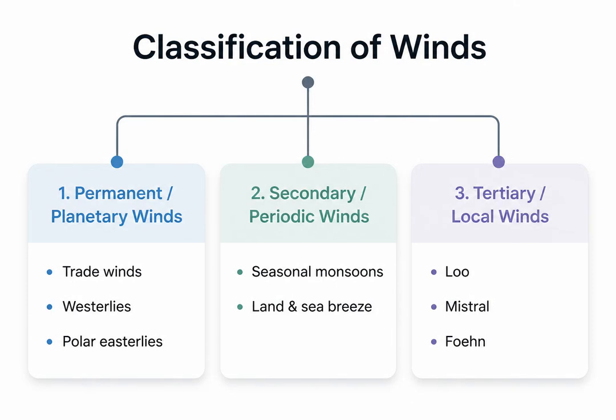Let's dive right into the classification of winds. Winds are broadly categorized into three main types based on their scale and duration. First, we have permanent or planetary winds, which blow constantly year-round. Second, secondary or periodic winds, which change direction based on the season or time of day. And finally, local winds, which blow only during specific periods in much smaller localized areas.